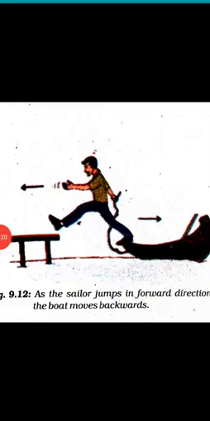The third law of motion can be used to explain rocket propulsion and the recoiling of the gun that we have seen. Birds, while flying, push the air downwards with the help of their wings, which is the action force, and the air in turn exerts a force on the bird in the upward direction, which is the reaction force.